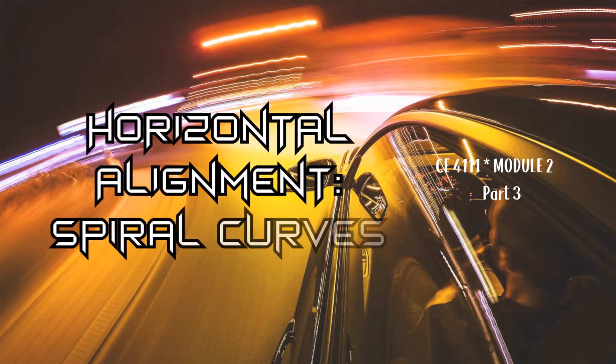Pleasant day to everyone. Today we're going to discuss part 3 of Module 2 for the subject CA411, Highways and Railroad Engineering. So in this lecture, we are going to discuss horizontal alignment, the design of spiral curves.